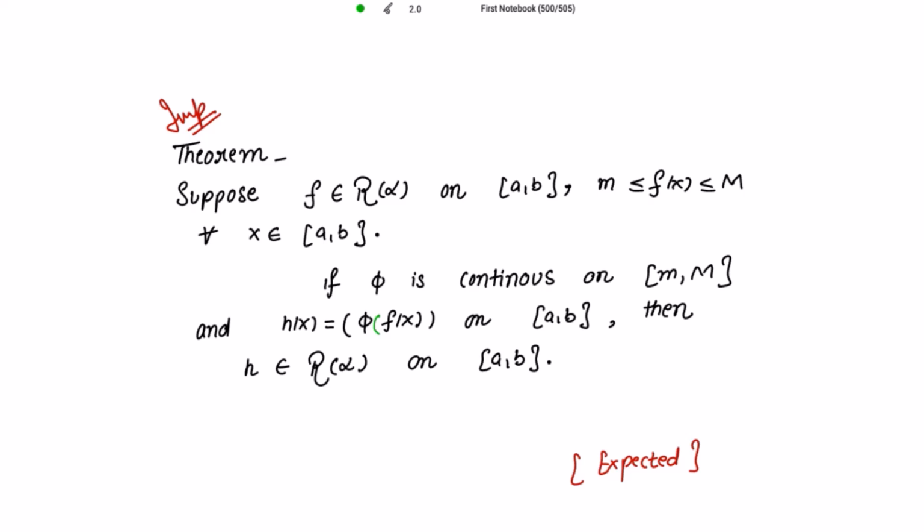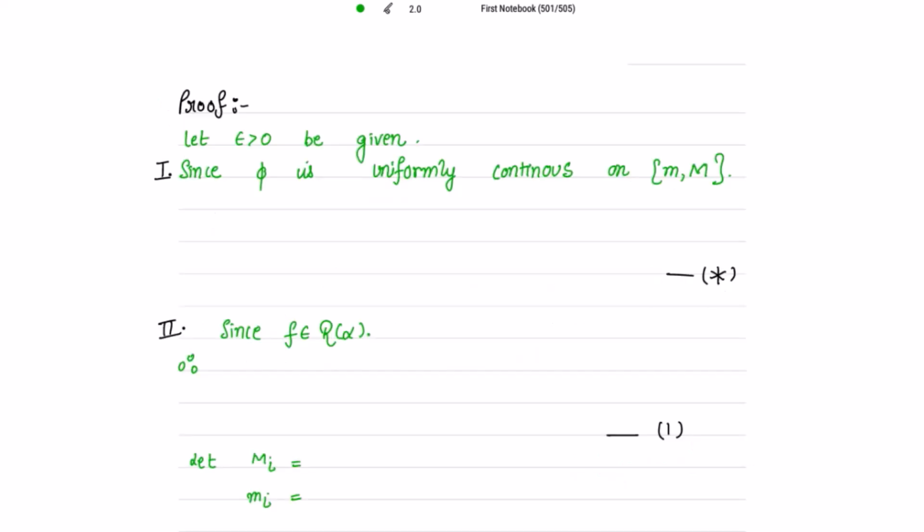And also taking the help of f, which is Riemann integrable as given to us, I will be defining a partition P on the closed interval [a, b]. Fine. And after having these things, I will prove that h is Riemann integrable. So it is a step-by-step proof, just applying the definition.